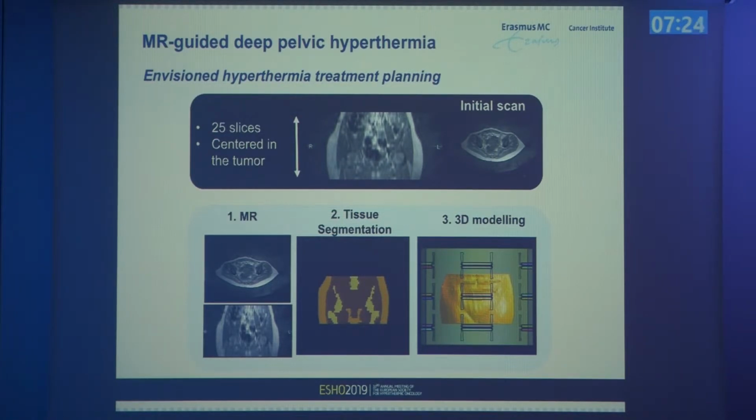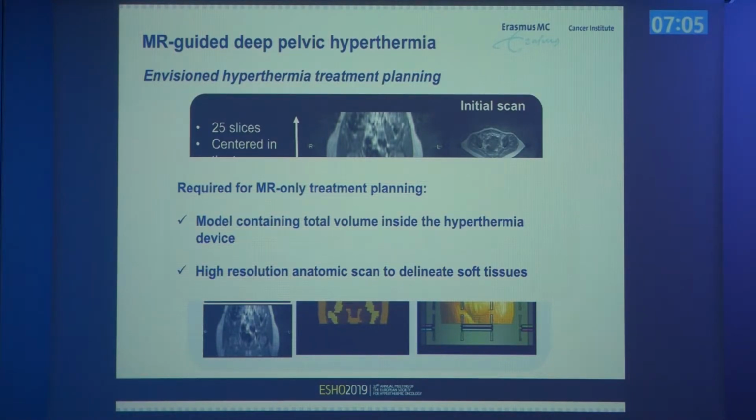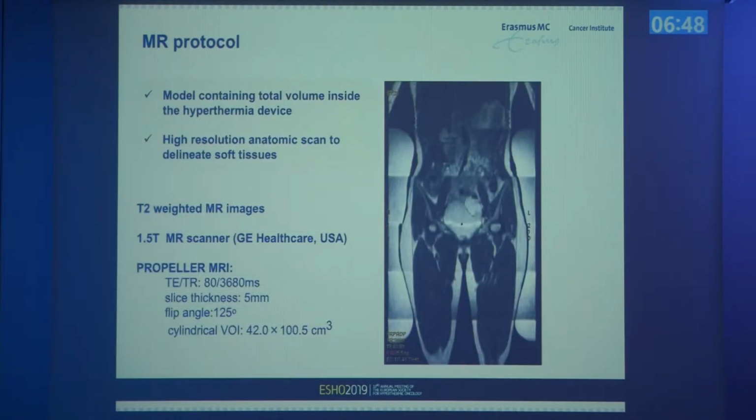Then we did the normal treatment planning, where we did the segmentation and then acquired the 3D model of the patient. As you can see in the image, the volume is quite small, and it doesn't include the full volume of the patient inside the device. So this didn't work out, and there was a need for an MR image that actually contains the total volume inside the hyperthermia device, but also gives us enough resolution to delineate other tissues than just fat, bone, and muscle. This is how we came up with the new MR protocol.